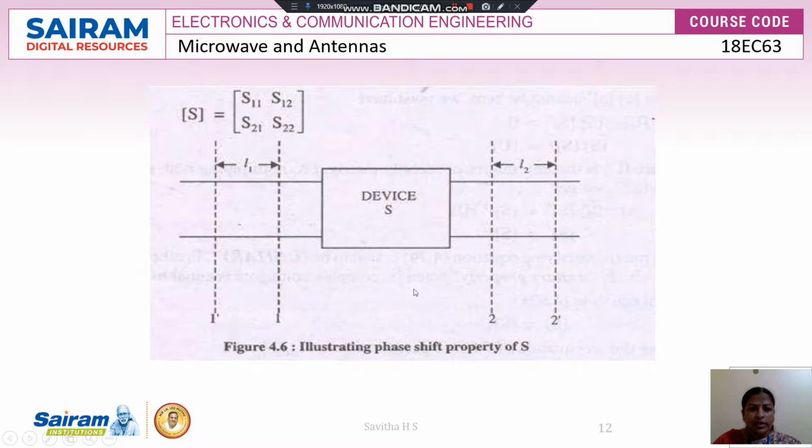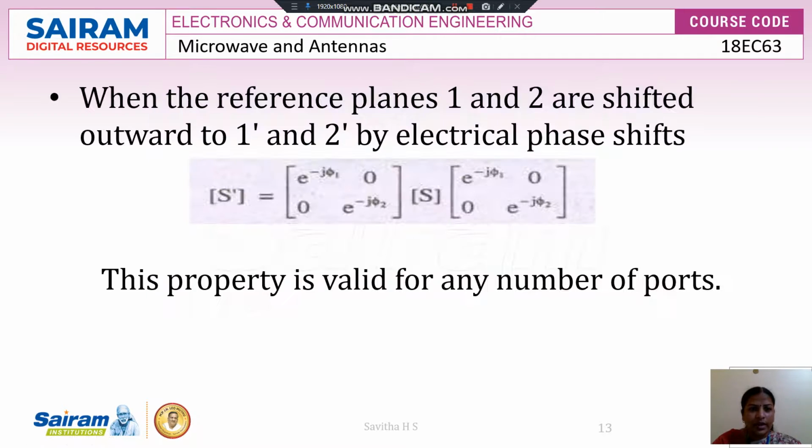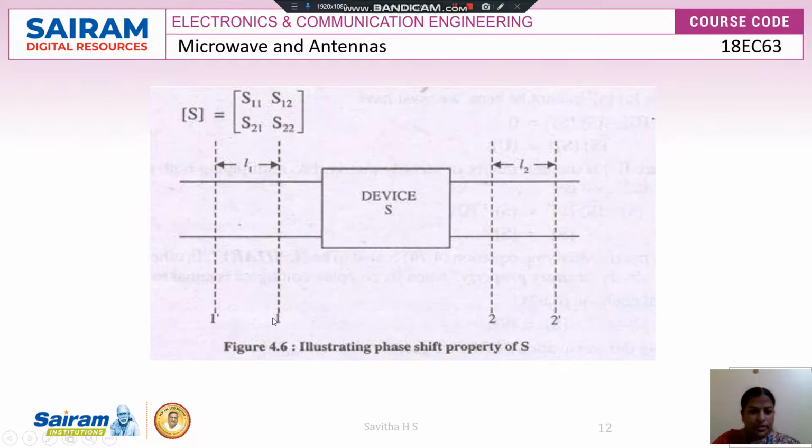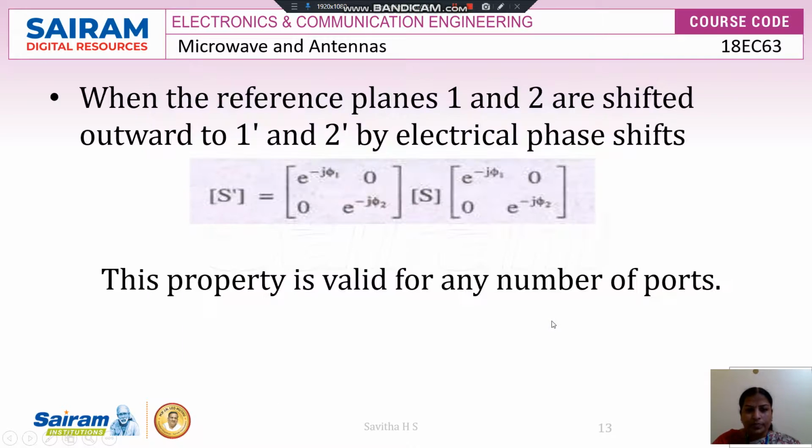So now we can see in the diagram here. This is 1 and this is 2. This is the device whose S parameters you have taken. I am shifting position 1 to position 1 dash with a phase shift of phi 1, and position 2 to position 2 dash with a phase shift of phi 2. So when the reference planes 1 and 2 are shifted outward to 1 dash and 2 dash, that you can see it is shifted outward. Here also 1 to 1 dash and 2 to 2 dash.